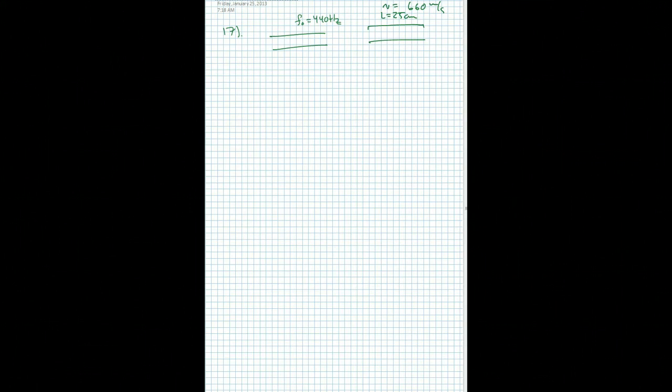Okay, we're doing a resonance problem here from the book. The question is about a flute playing near a string. We want to know why the flute playing a 440 hertz sound, with a 440 hertz fundamental, will make the string vibrate, knowing the length of the string and the wave speed.